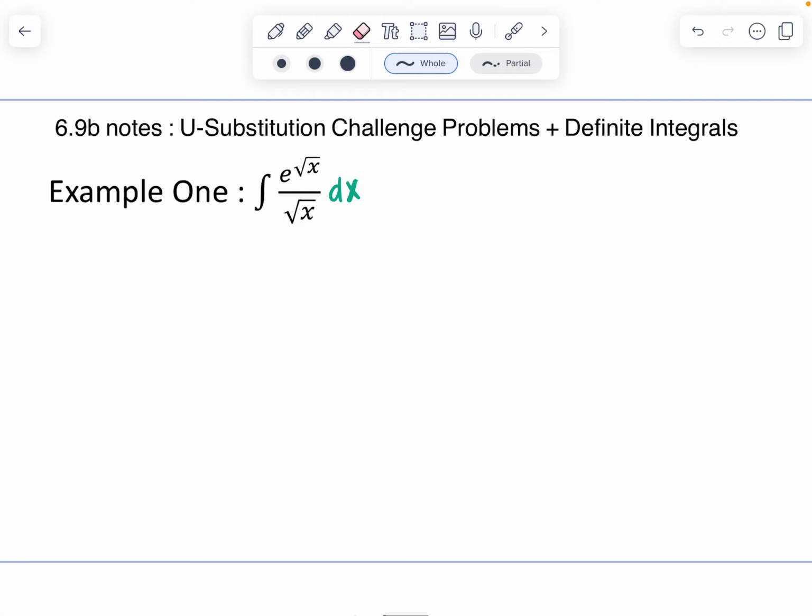These are going to be a mix of u-substitution challenge problems and then some definite integrals. Remember, definite integrals are the ones that actually have bounds. So for this first one, we are given the integral of e to the square root of x power divided by the square root of x dx.